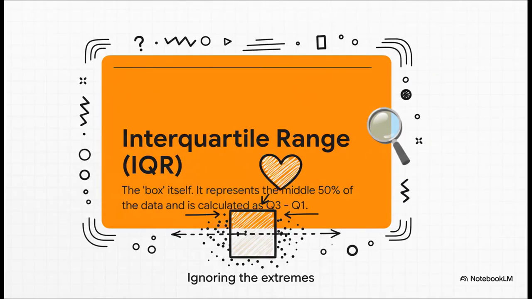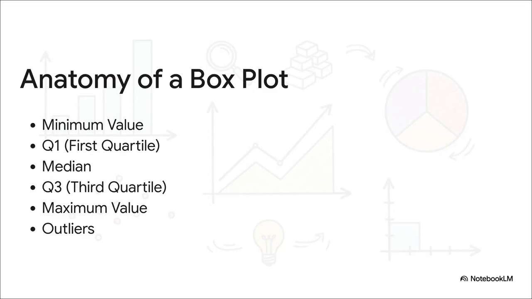The heart of the box plot is, well, the box itself. This box represents something called the interquartile range, or IQR. And what that means is it shows you where the middle 50% of your data lives. It's the central chunk of your data set after you've set aside the extremes. So let's break it down real quick. The plot shows you the minimum value, the first quartile, the median, the third quartile, and the maximum value.